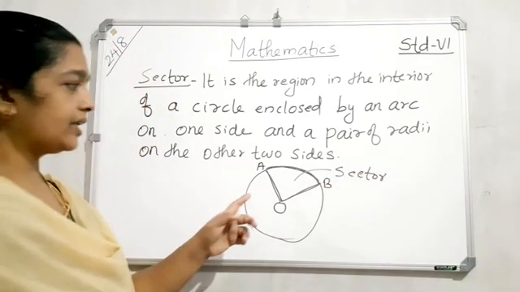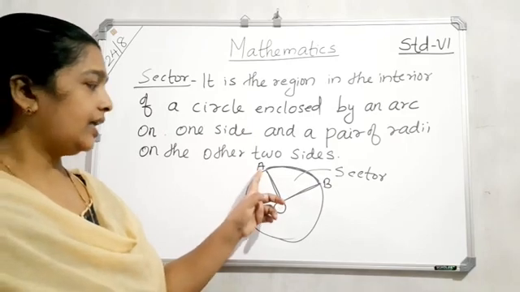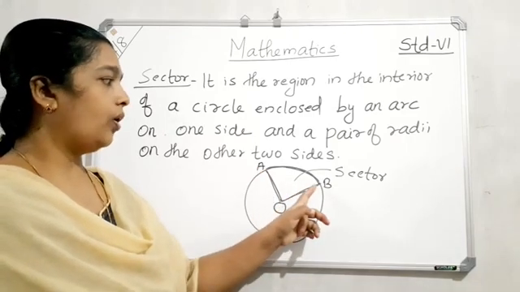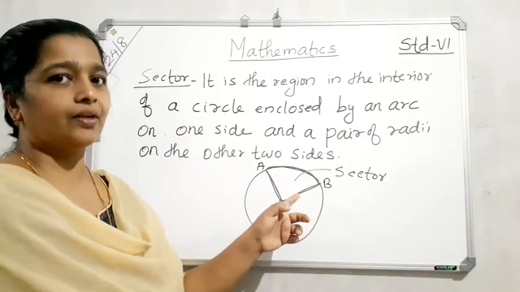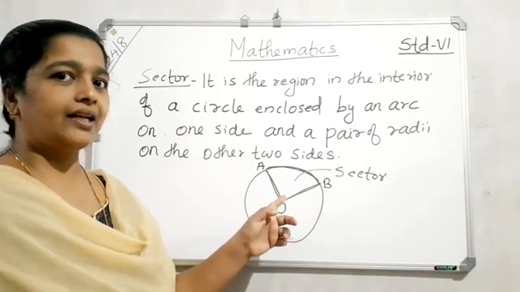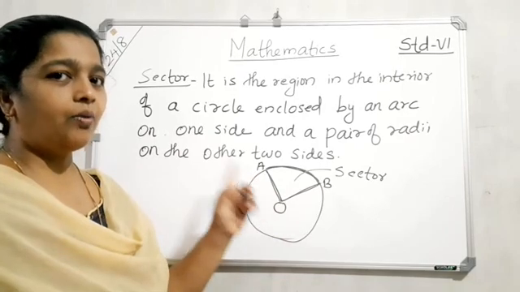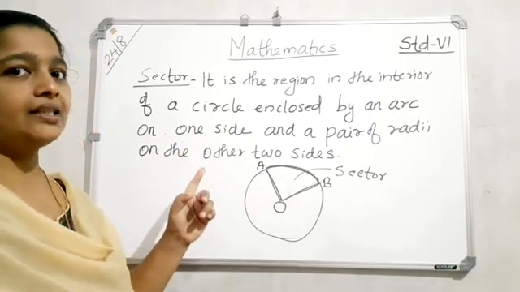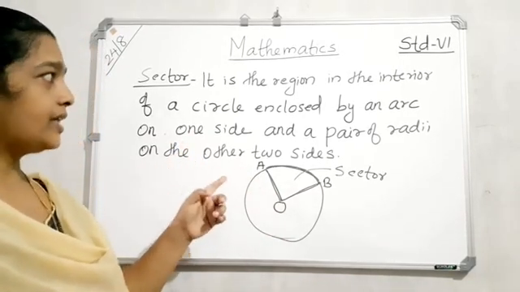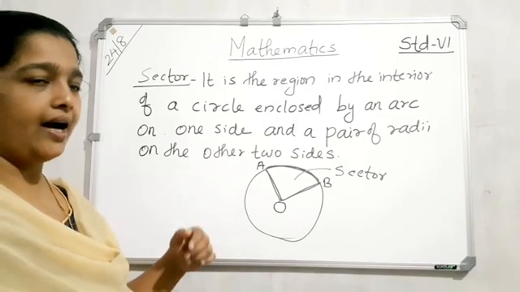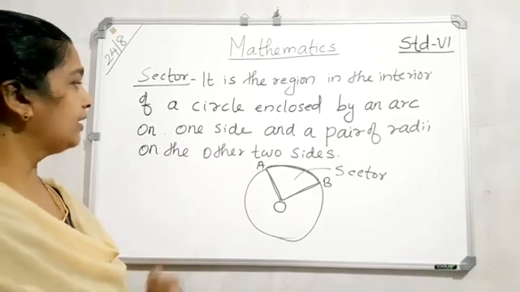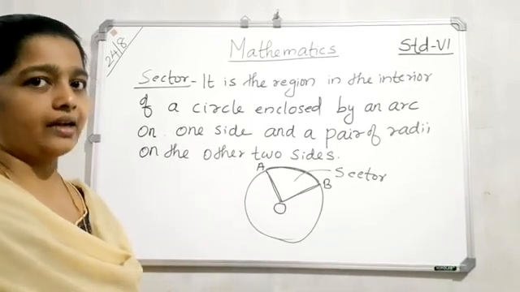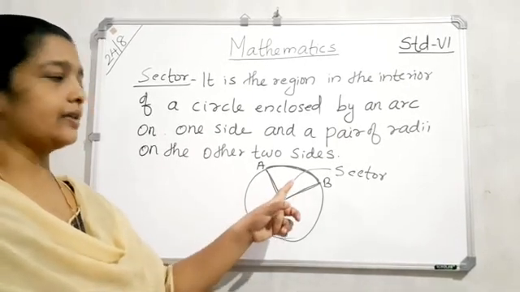So how can we represent a sector? Here AOB, or AOB, is the sector of the circle. Understand the definition? Very important. A sector is the region in the interior of a circle enclosed by an arc on one side and a pair of radii on the other two sides. This is known as a sector.